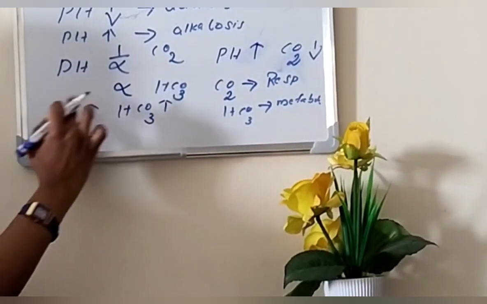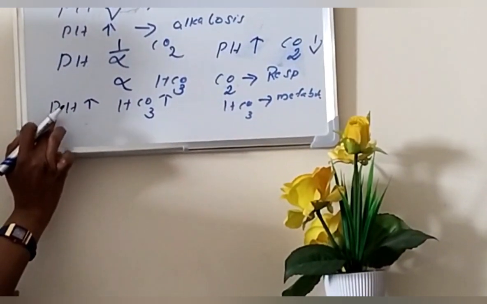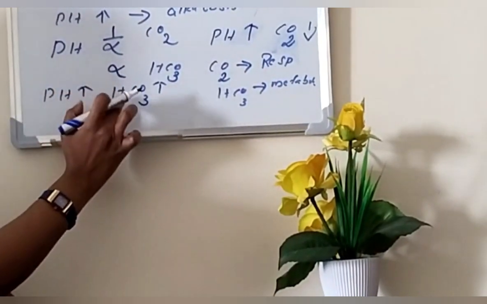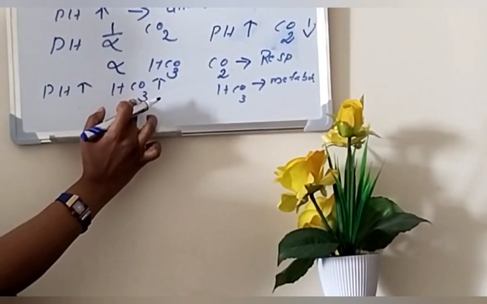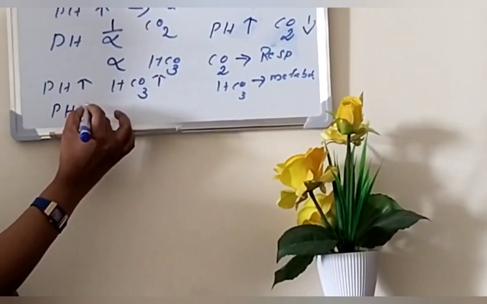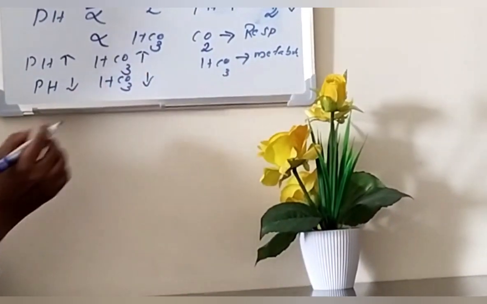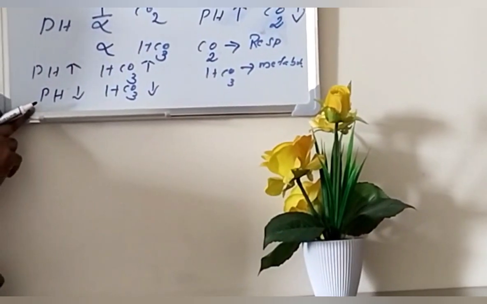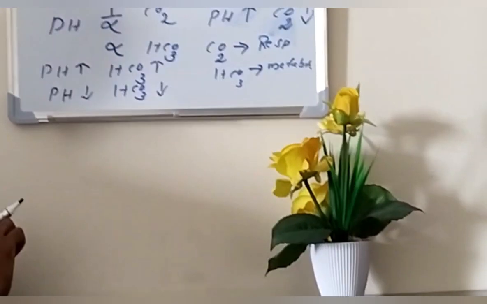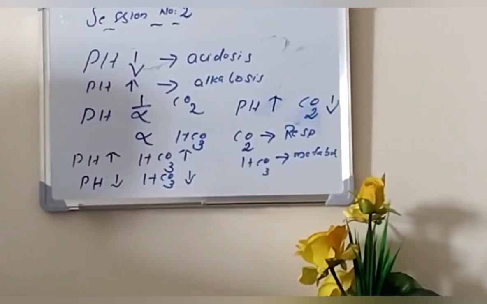Bicarb is metabolic. When pH goes high, that means the blood is alkalotic, so bicarb will go high. Bicarb is metabolic, so it is metabolic alkalosis. Same thing, pH goes down. What will happen to bicarb? They are friends. They will go down, right? pH going down means acidosis. So it is called metabolic acidosis. Hope you understood what is respiratory and metabolic.